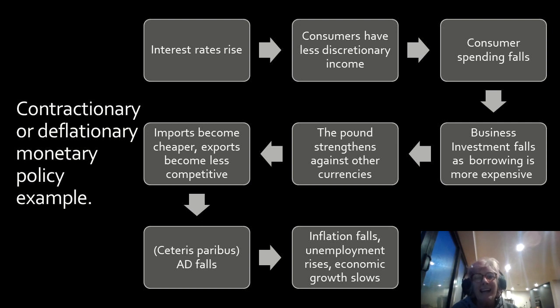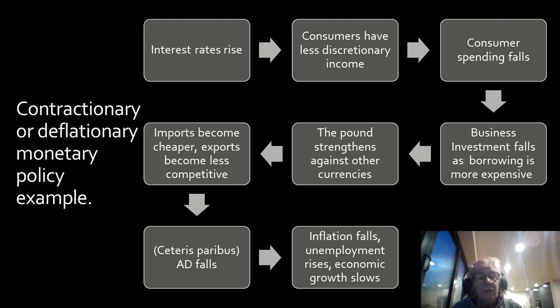Because interest rates are high, the pound tends to get stronger. The pound will get stronger against other currencies. And the result of that is that it becomes cheaper for me, because my pound is now worth so much more, it becomes cheaper for me to buy imports, but it becomes more expensive for people in other countries to buy our exports. So all of these things combine together to cause aggregate demand to fall.